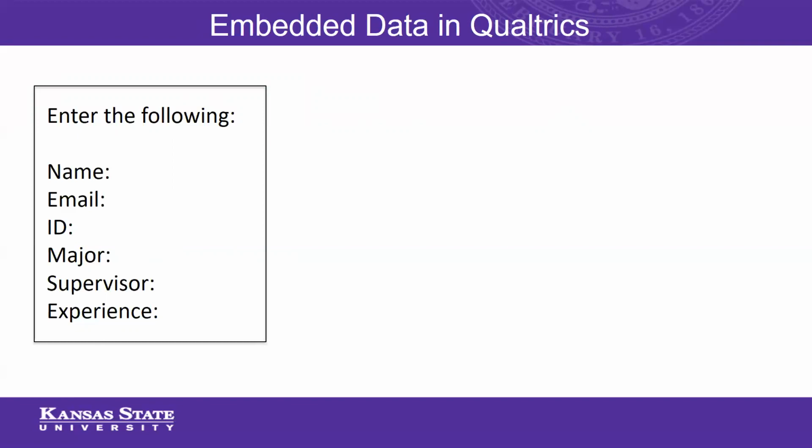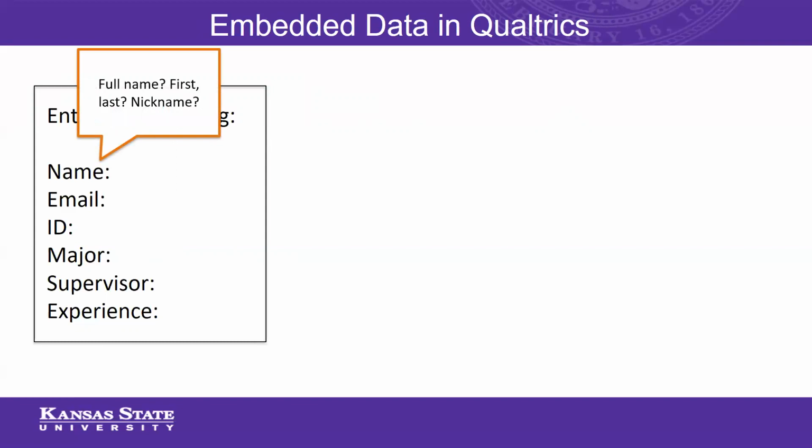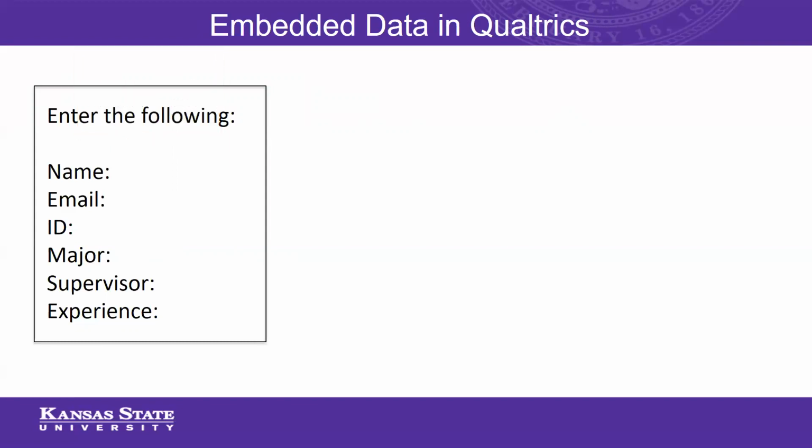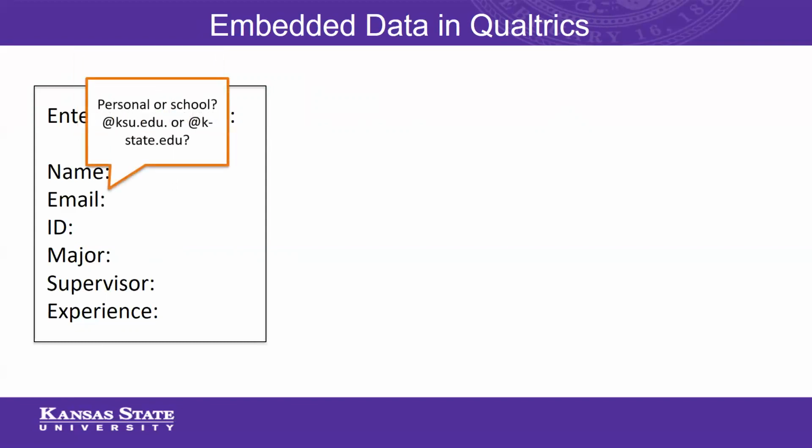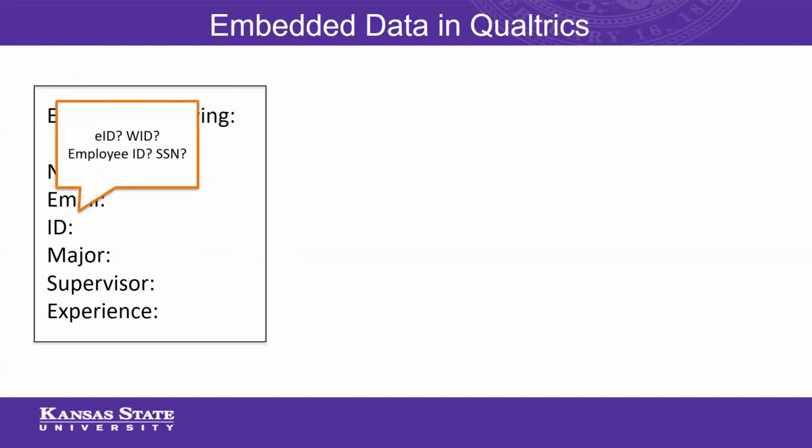And there are some problems with collecting data this way. So if you're asking for name, what do you actually mean? If you're asking for email, which email is it? If you're asking for ID, what ID are you asking for? And on top of what you are asking for, which maybe you could address by being more specific in the question, there's opportunities for typos, there's opportunities for misinterpretation, even if you are more specific, etc.